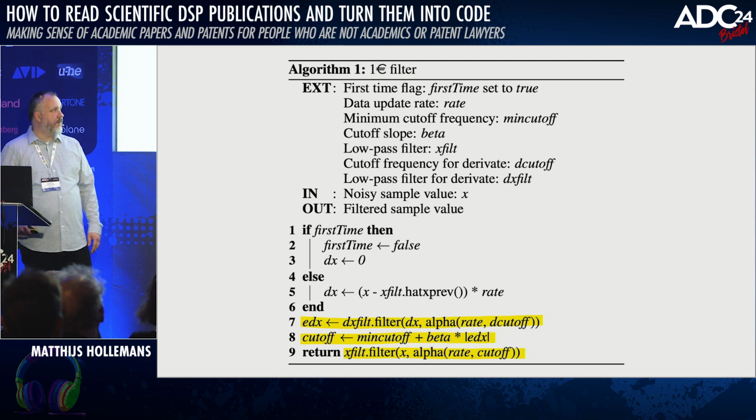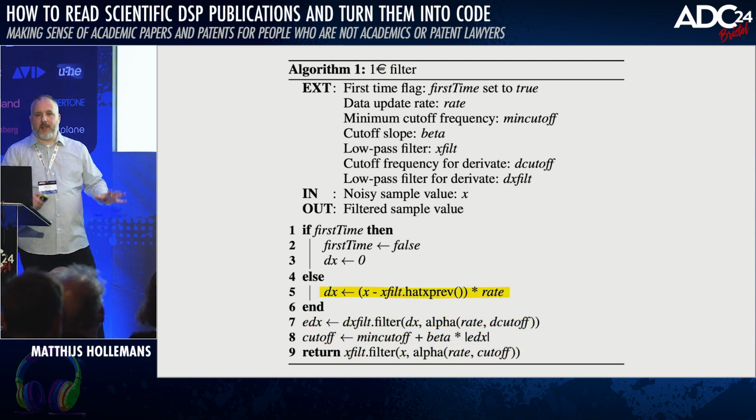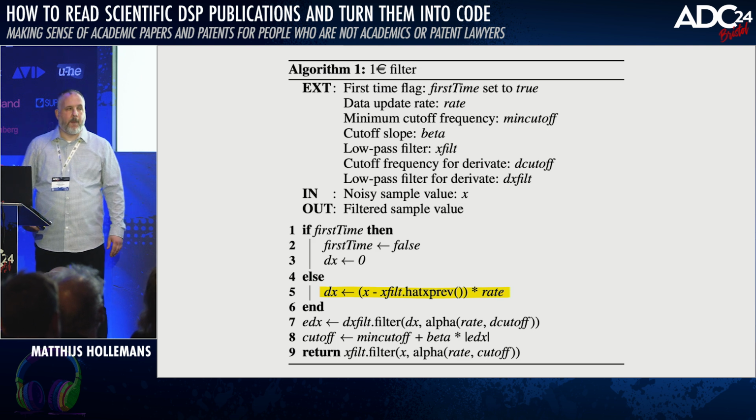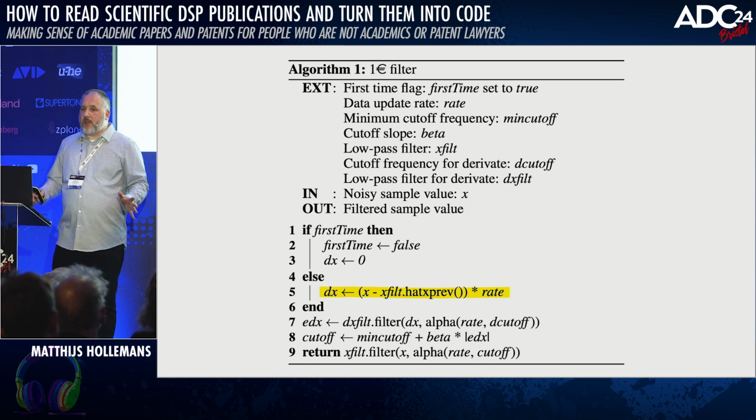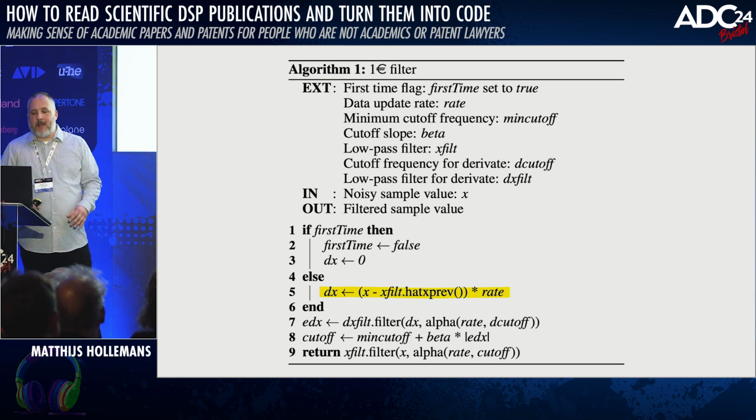And fortunately, there is this line 5 that tells us how to implement this missing bit that I didn't know how to do. And it does indeed take the current input sample x and subtract something from it, but it's not the previous input sample, it's actually the previous output sample. So I wouldn't have guessed that at all. But they also multiply it by the sample rate, which is also something I would not have guessed.